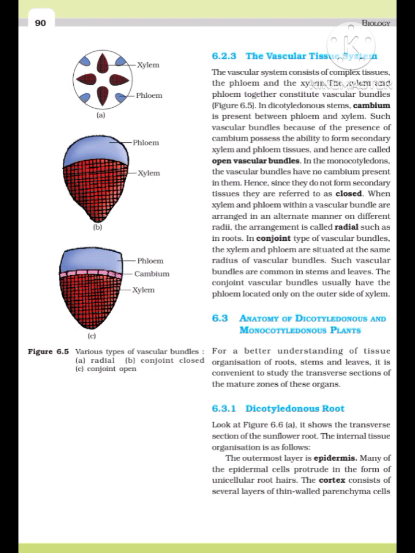Figure 6.5 Various types of vascular bundles: A. Radial. B. Conjoint closed. C. Conjoint open. 6.3 Anatomy of dicotyledonous and monocotyledonous plants. For a better understanding of tissue organization of roots, stems and leaves, it is convenient to study the transverse sections of the mature zones of these organs. 6.3.1 Dicotyledonous root. Look at figure 6.6 A.